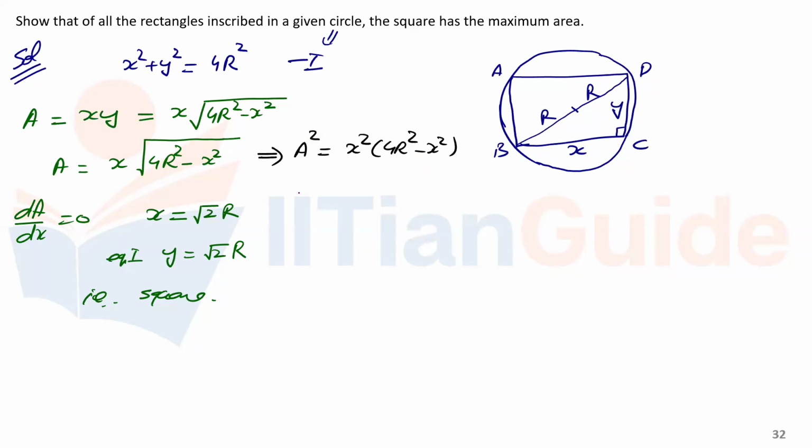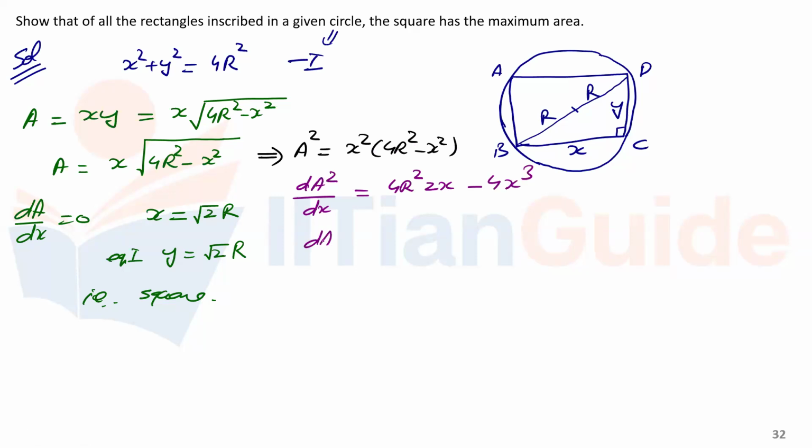Clear? Yes, sir. I'm just writing dA square by dx directly. If I open the bracket, I am getting 4 capital R square x square. X square is 2x. After that, x power 4 is there. If I differentiate, I am getting 4x cube.